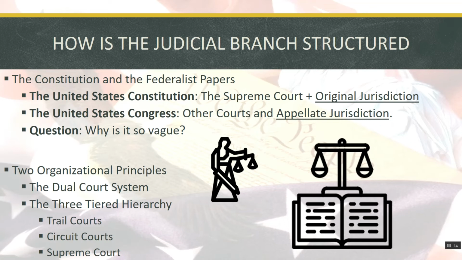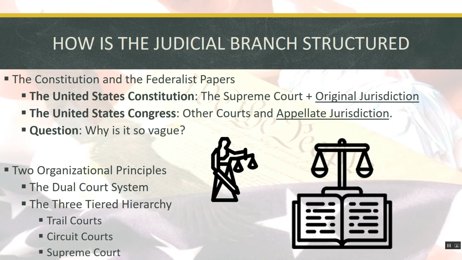The dual court system is a judicial structure employing independent courts operating at local levels in the states and at the federal level. It is called the dual court system because dual, of course, is two, and we have independent court systems operating at two different levels of government.